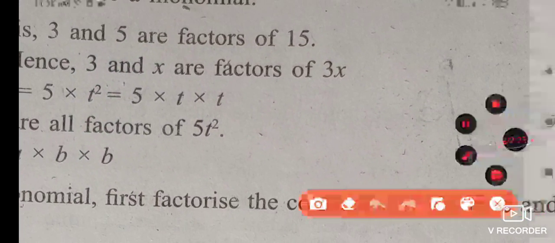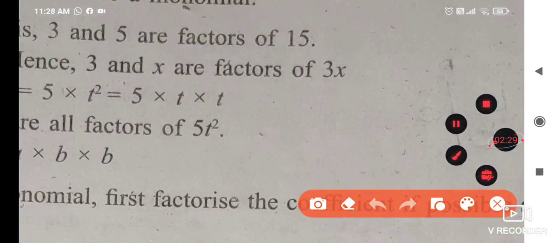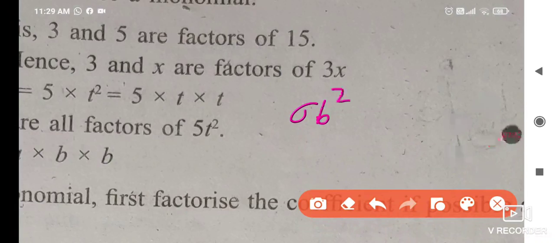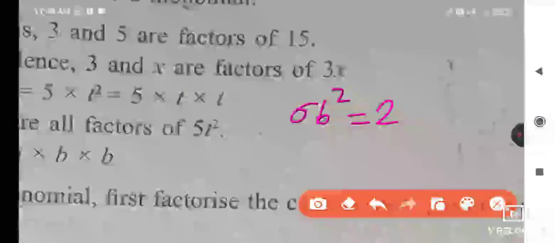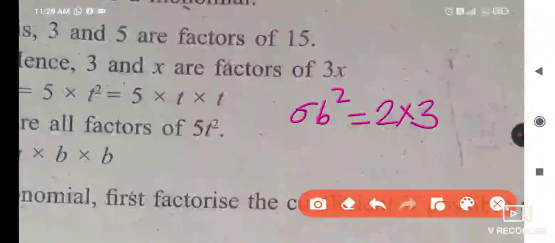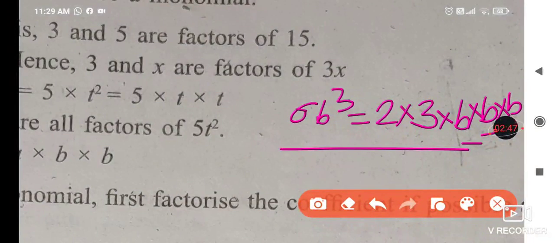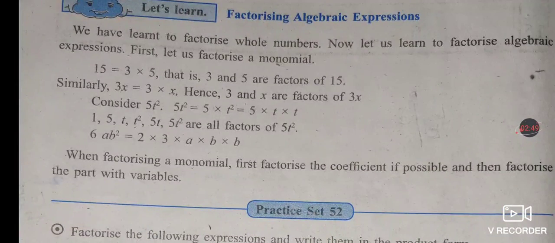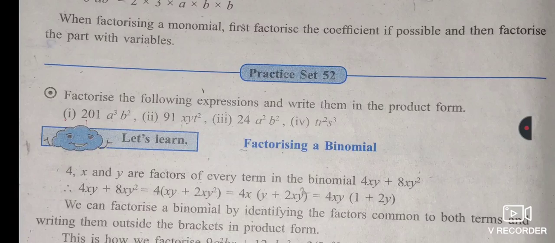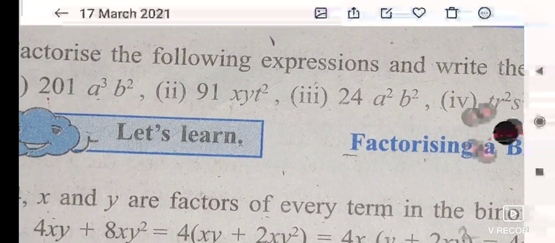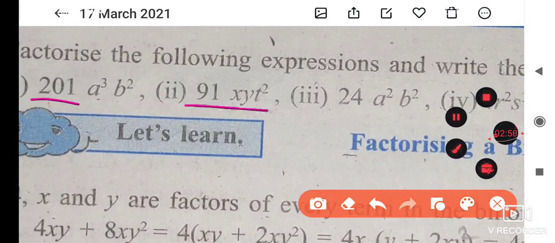Now here one more example is given, that is 6b cube. Which are the prime factors of 6? 2 threes are 6, and 2 and 3 both are prime numbers. And b cube we have to write as b into b into b, multiplying 3 times. So this is the factorization of 6b cube. In this way, we studied the factorization of monomials yesterday, and I told you how to factorize these questions.